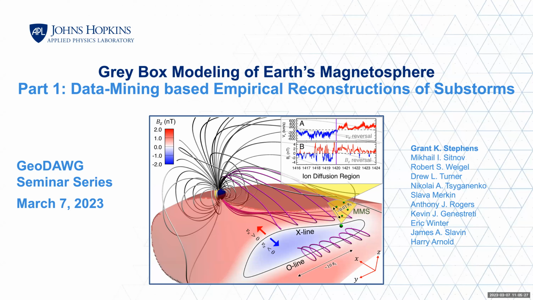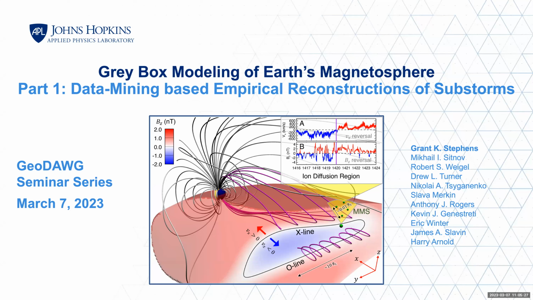All right, so a little bit of an outline of my talk. Thanks to Anthony and Adam for introducing my talk here. Like they said, this is a two-part series. This will be part one, data mining based empirical reconstructions of substorms. And then next month will be part two, which will be how Harry and Anthony are using the results of my data mining reconstructions to try to guide some first principle simulations. This is what we call gray box modeling of Earth's magnetosphere.